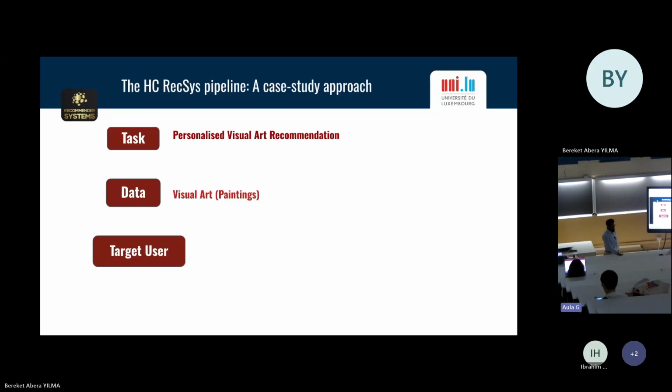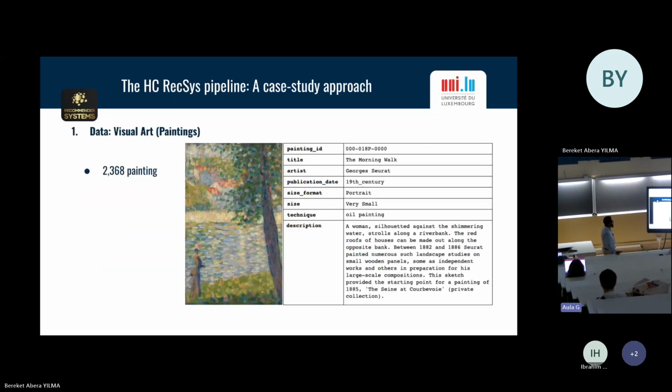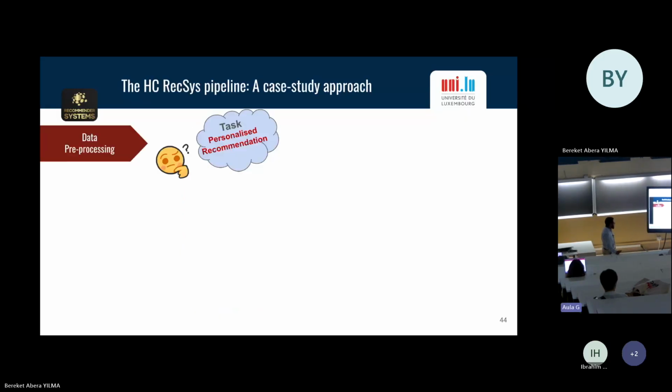You have visual art, paintings, and you have a target user. Usually these are new users, so you have to make some kind of assumption based on anything you can get your hands on about their preference towards visual arts. So yeah, let's look at this data set.